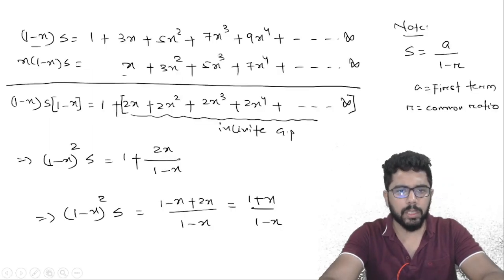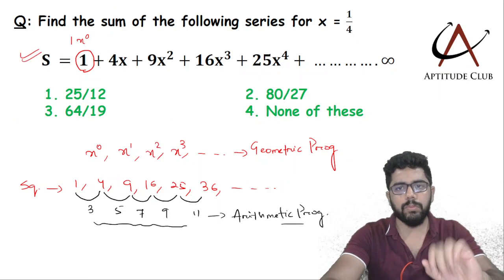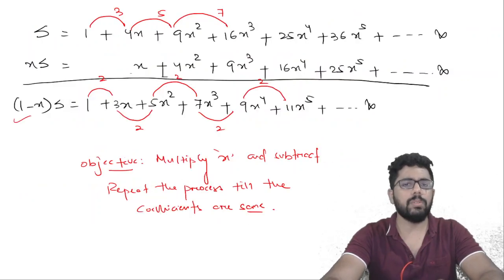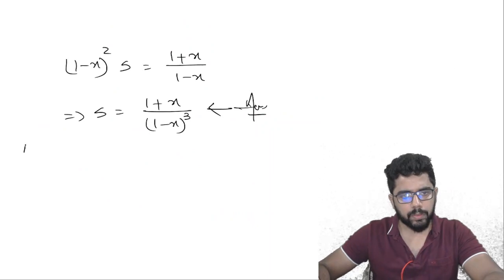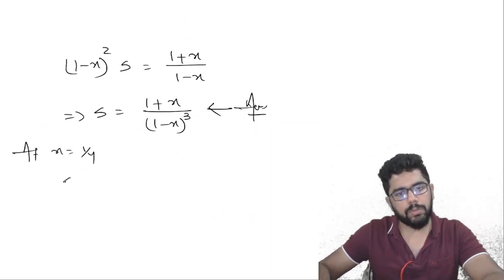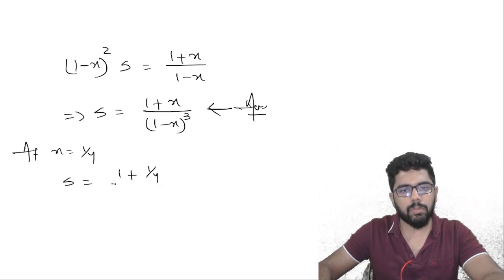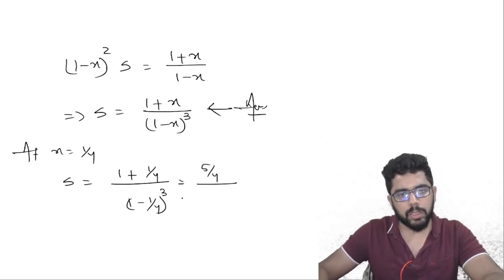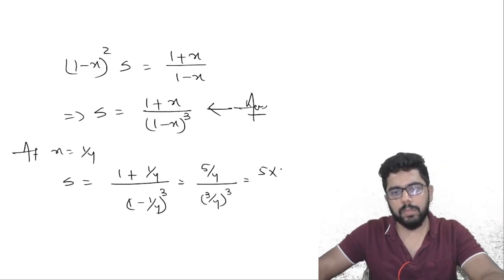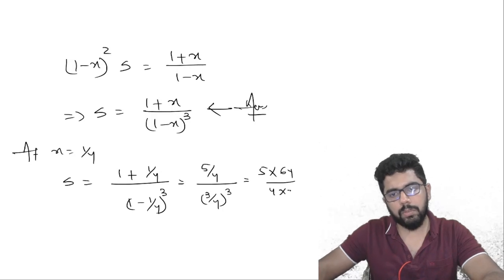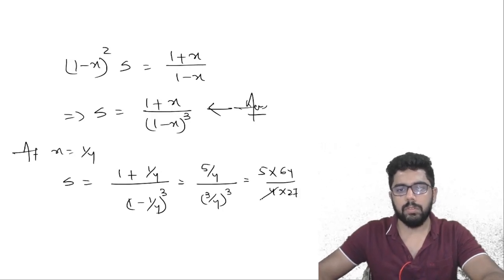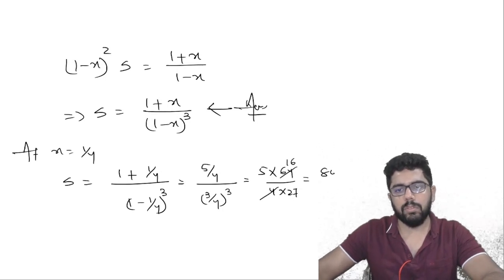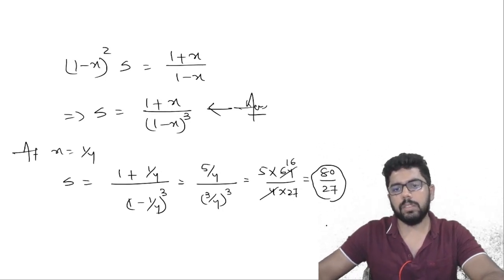But the question specifically has given me a value of x. Calculate the sum for x equal to 1 by 4. Now substitute x equal to 1 by 4. At x equal to 1 by 4, s will be 1 plus 1 by 4 divided by 1 minus 1 by 4 whole cube. So this is like 5 by 4, then 3 by 4 cube. So I get 5 into 64 divided by 4 into 27. So we get 80 by 27. That is the answer.